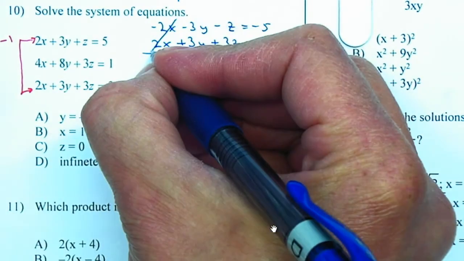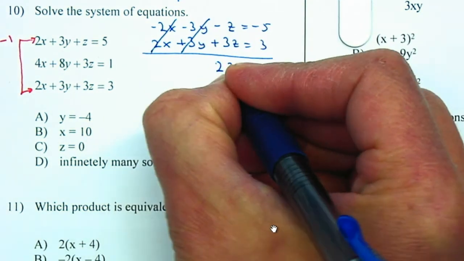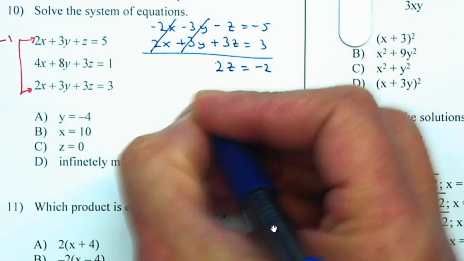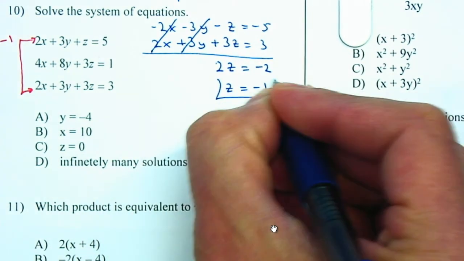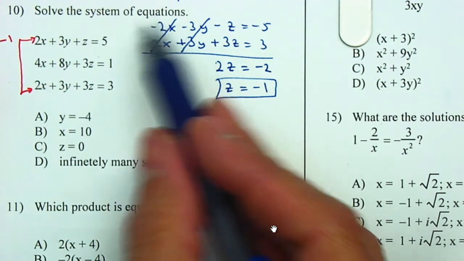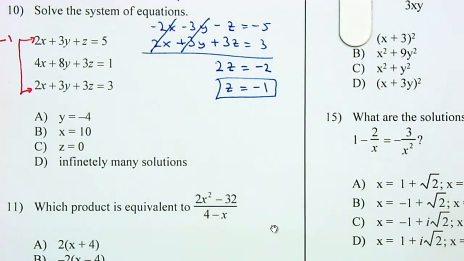Now in this case, the x's cancel and the y's cancel. That happens at times, which is fine. It gives me 2z is equal to -2. Divide by 2, z is equal to -1. Don't worry, this happens a few times, which is fine. It actually will make the problem easier.